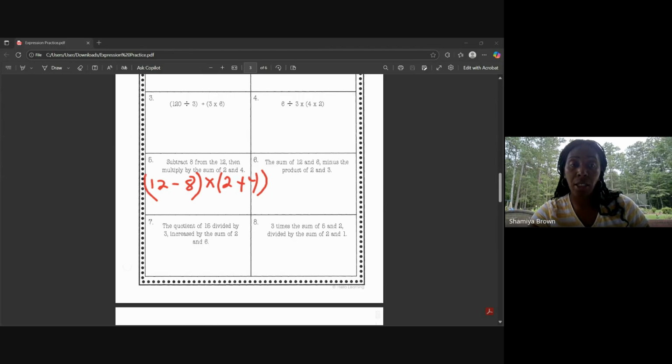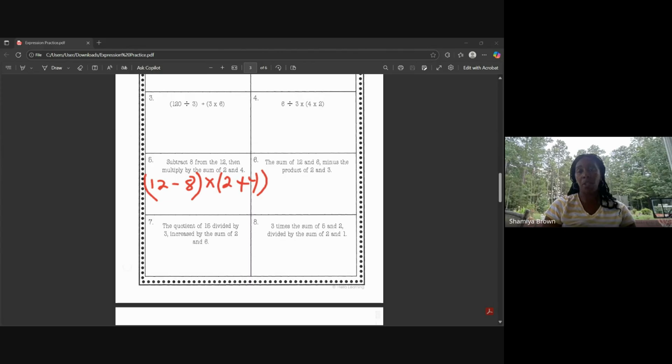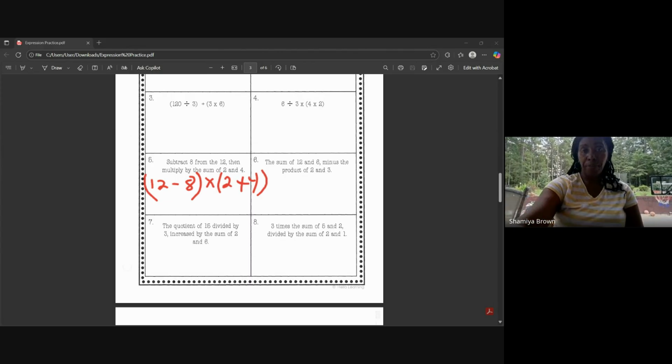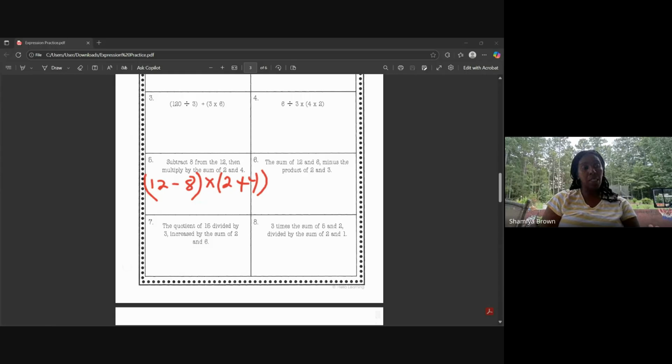See why I have to go back and read it. It says subtract 8 from the 12, so that's 12 minus 8. Then multiply that by the sum of 2 and 4. I knew they were together, but I put multiplication at first instead of adding. I had to go back and read it. That's why you have to slow down, take your time, and make sure you're doing it right and not making mistakes.